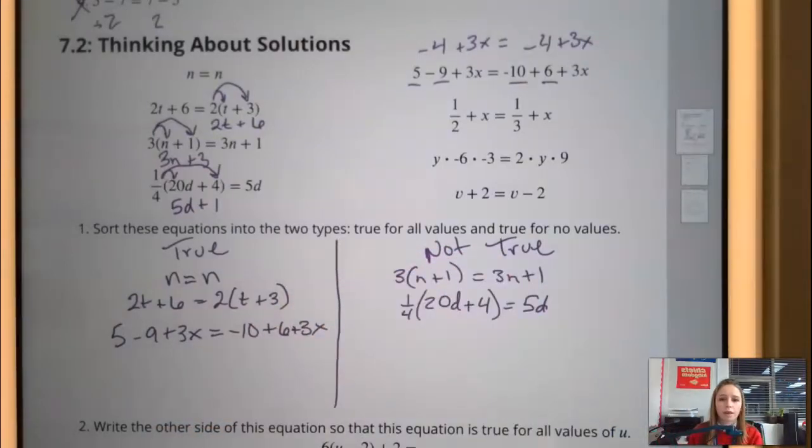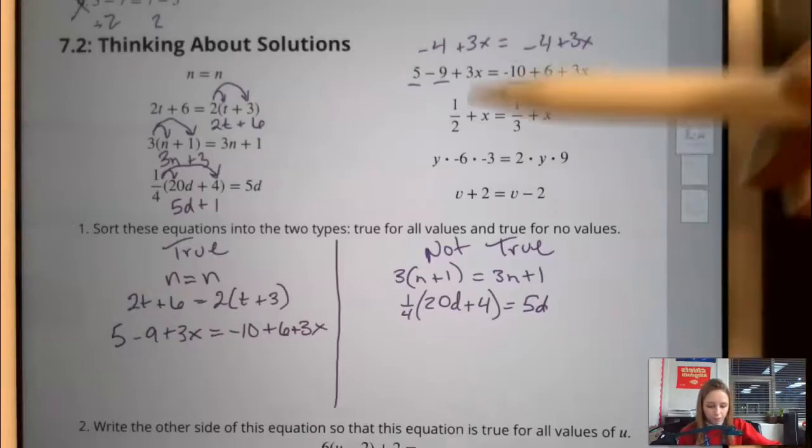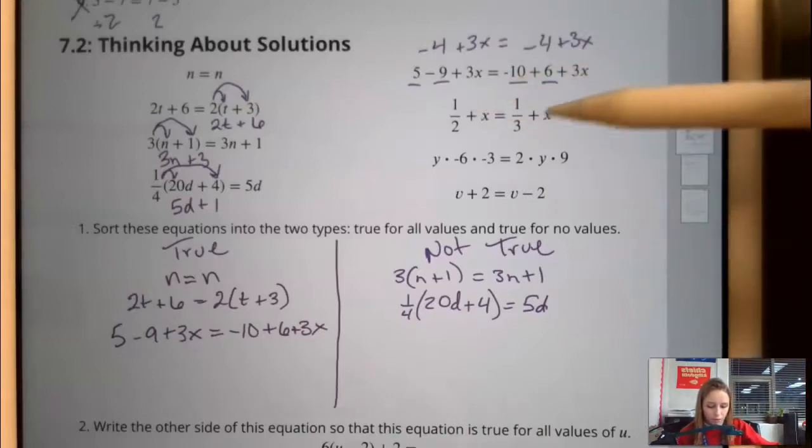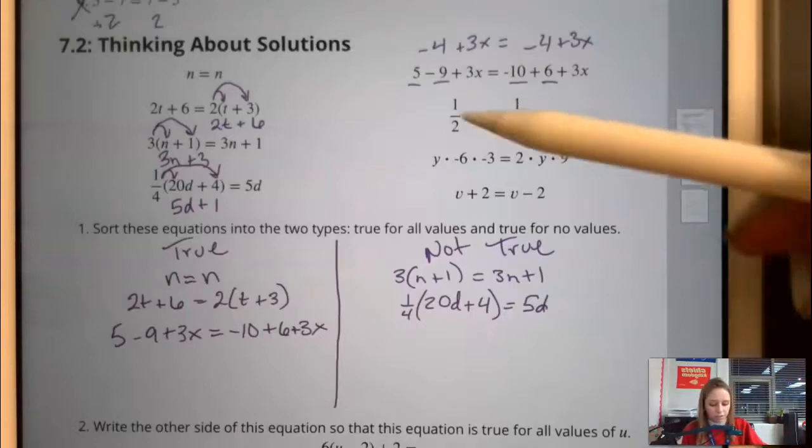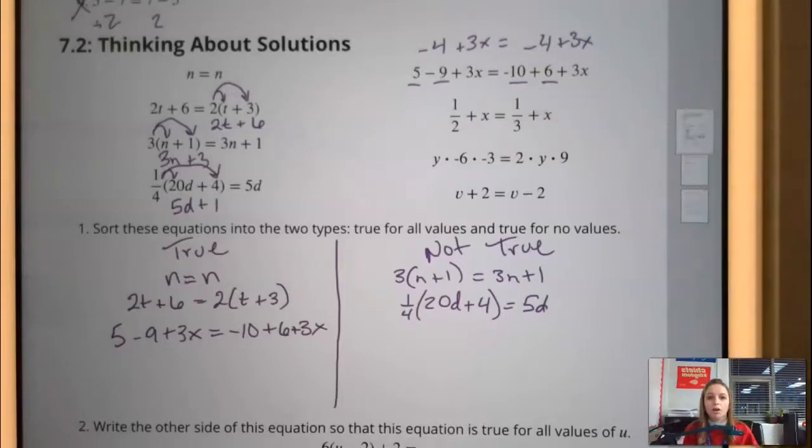There we go. Alright, now down here, we have 1/2 plus x equals 1/3 plus x. Well, 1/2 and 1/3 are not equivalent, so nothing else we can really do there. So since 1/2 and 1/3 are not the same, this would then not be true.